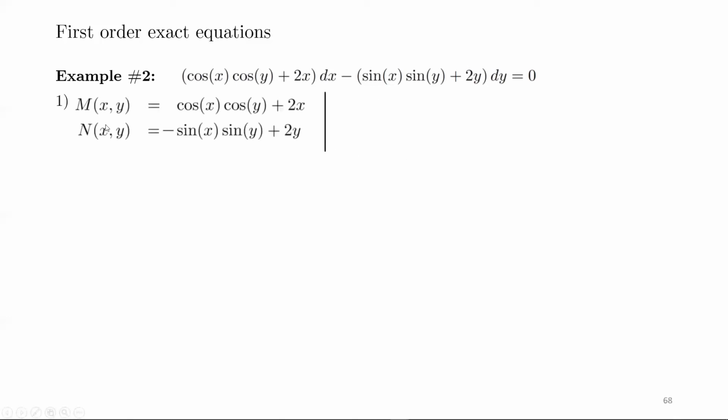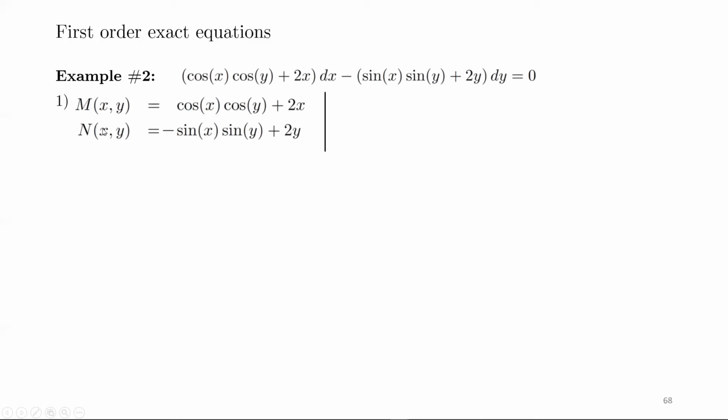Okay, so let's identify our functions here. The function multiplying dx is equal to cosine x cosine y plus 2x, and we call that m. The function multiplying dy is equal to negative sine x sine y plus 2y, so we call that function n.